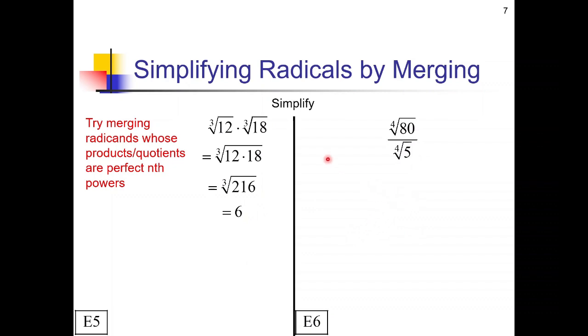Alright, so just like before, I'm going to try merging these and see if something good happens. So 80 divided by 5, I'm going to put that inside one big fourth root. And I happen to know that 80 divided by 5 is 16, so we have the fourth root of 16. Now 16 is itself a perfect fourth power. This is 2 to the fourth power. So the fourth root of 16 then is just 2. And we're all set with that.